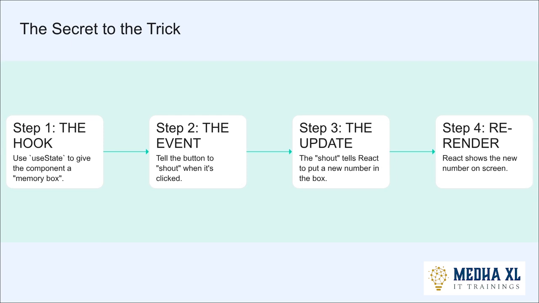Okay, here are the 4 steps behind the magic. Step 1, we use a special tool, a hook called useState, to give our component that memory box. Step 2, we tell the button to shout whenever it gets clicked. We call that the event. Step 3, that shout tells React, hey, put a new number in the memory box. That's the update.